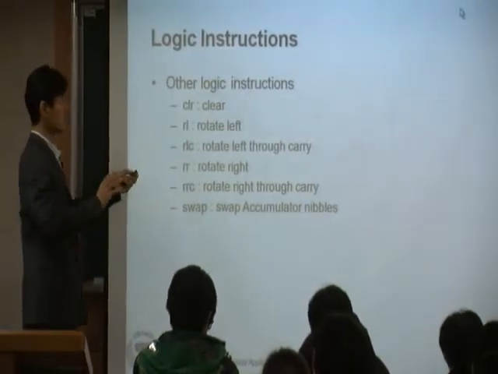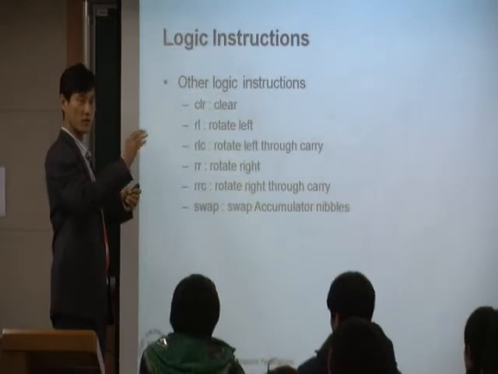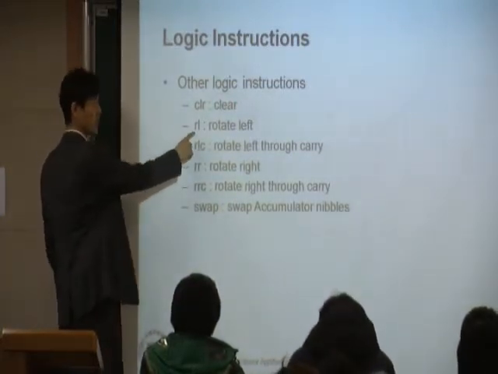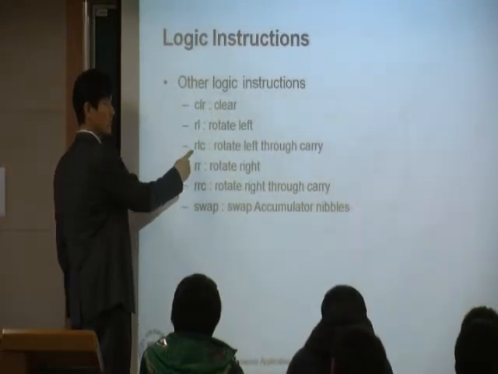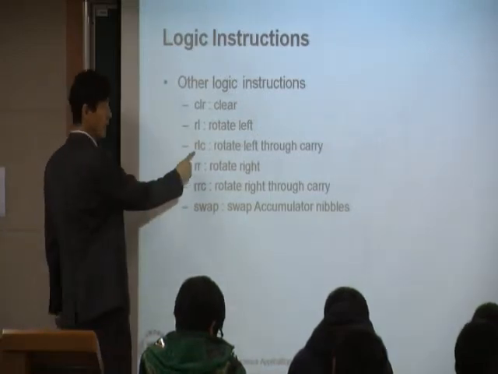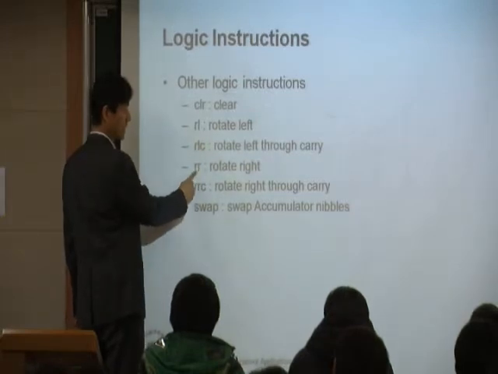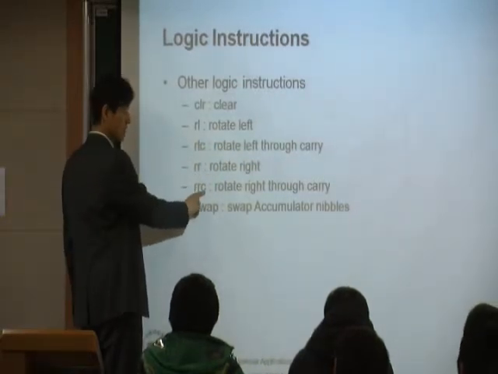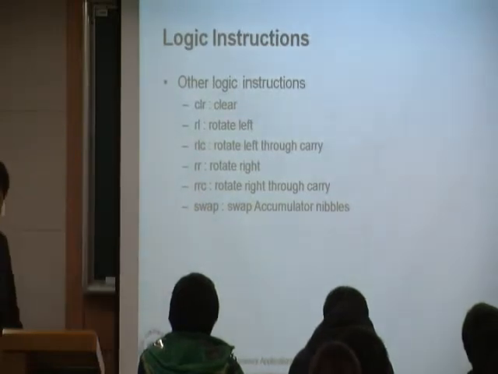There are other logical instructions, such as clear. Clear means all 0. Make it clear. R means rotate. L means left, its direction. Okay? And C means carry. So RLC means rotate left through carry. RR, rotate to the right direction. RRC, rotate right direction with carry. Okay, let's see what that means.